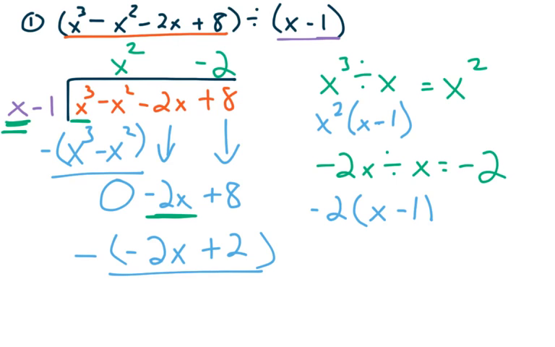And we're going to subtract again. Negative 2x minus negative 2x is 0. And then 8 minus 2 is 6. Now, this is degree 0. There's no x value.